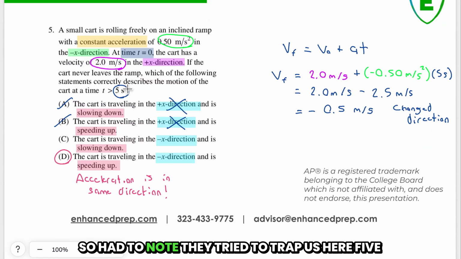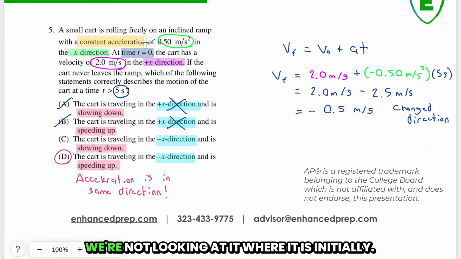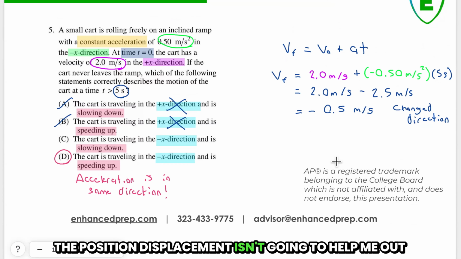Had to note they tried to trap us here with 5 seconds. We're not looking at it where it is initially. So I got to figure out maybe just the speed. The position displacement isn't going to help me out here.